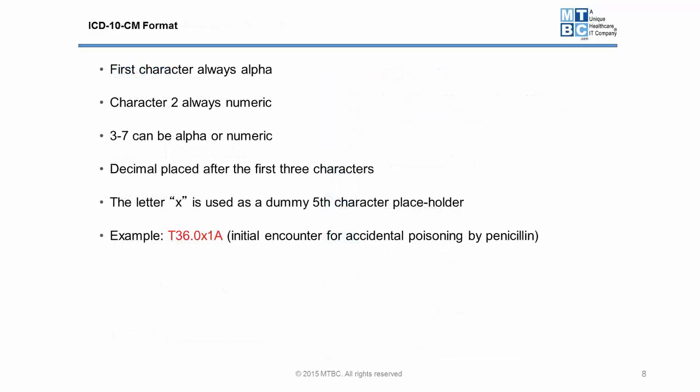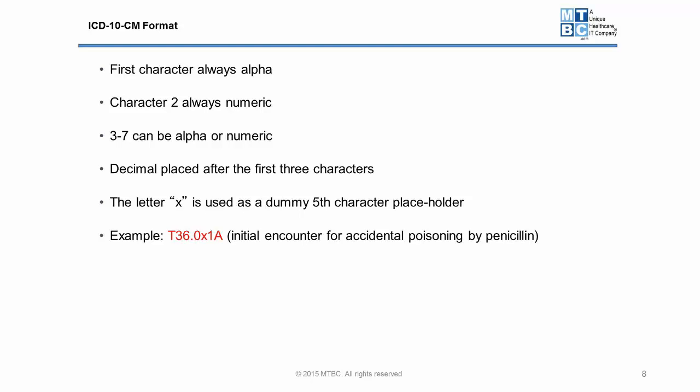Now, let's have a look at the ICD-10 coding format in order to understand how the new codes will look and how the codes have been put together. The first character of the ICD-10 diagnosis code will always be an alphabet. It will always be an alpha. The second character will always be a numeric. The remaining 3 to 7 characters can be alpha or numeric.